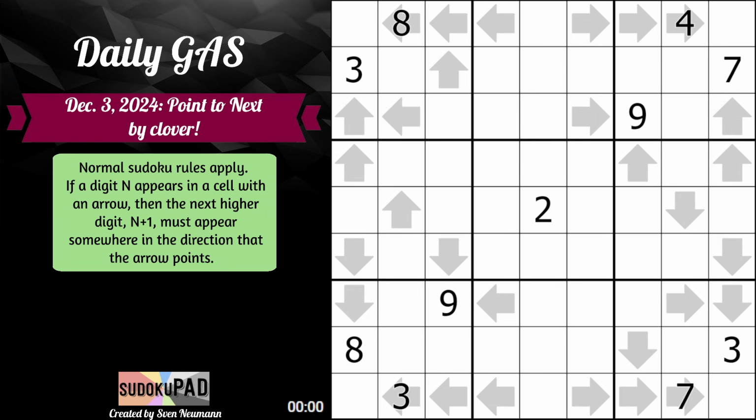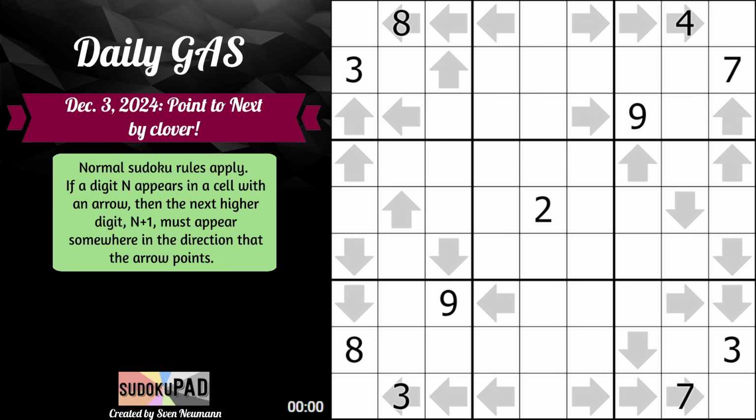Normal Sudoku rules apply. If a digit n appears in a cell with an arrow, then the next higher digit, n plus 1, must appear somewhere in the direction that the arrow points. So, what does that mean?